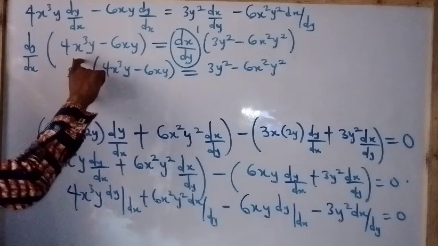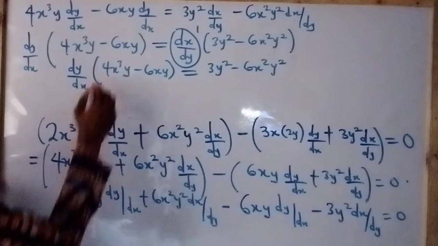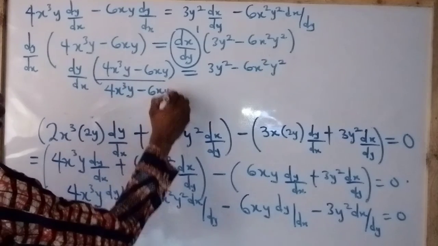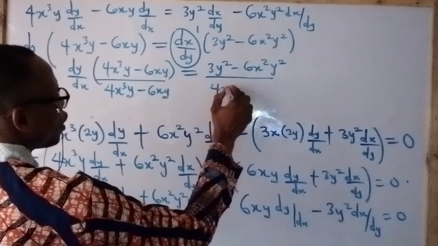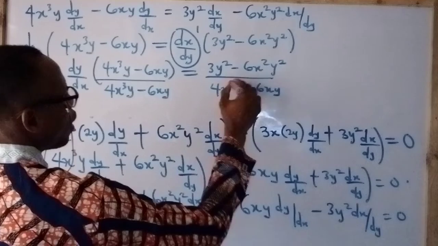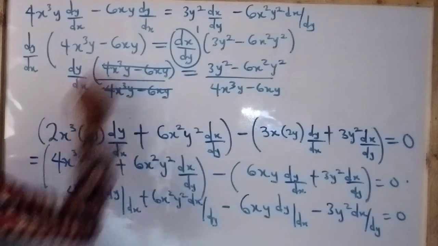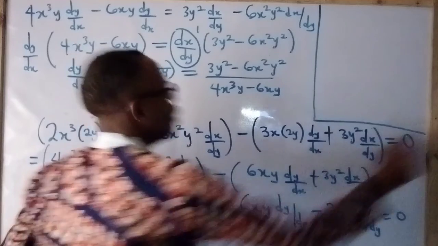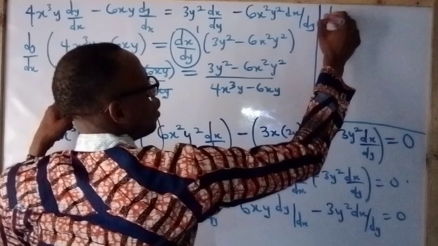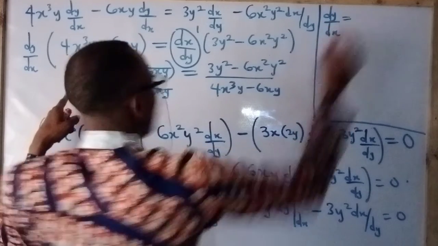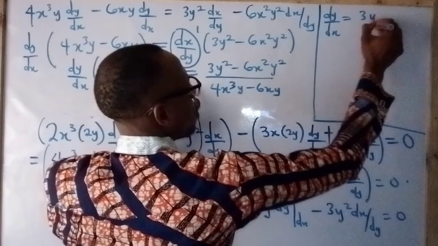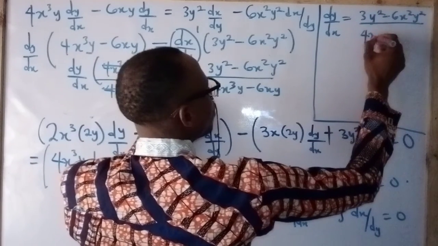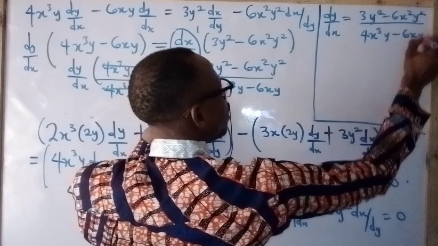Okay, so we are looking for dy/dx, don't forget. So we just simply divide both sides by this particular one: 4x cubed y minus 6xy over 4x cubed y minus 6xy, so that this will eliminate this. Therefore our dy/dx is now equal to 3y squared minus 6x squared y squared all over 4x cubed y minus 6xy.